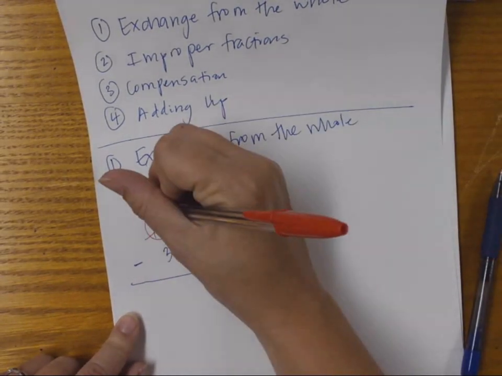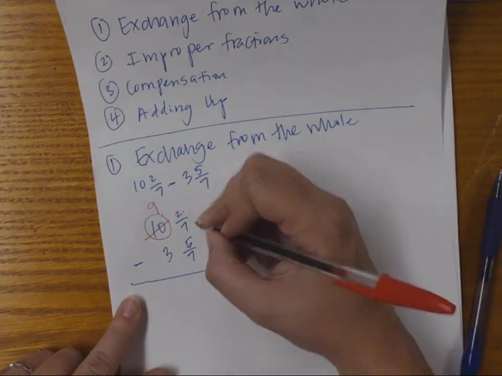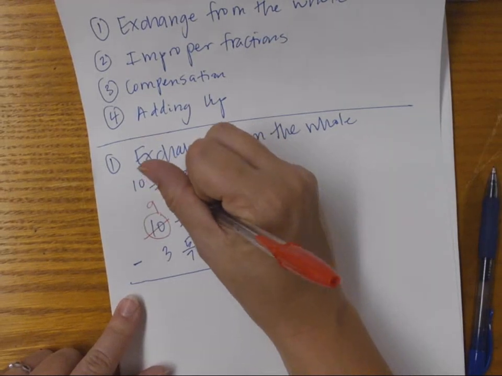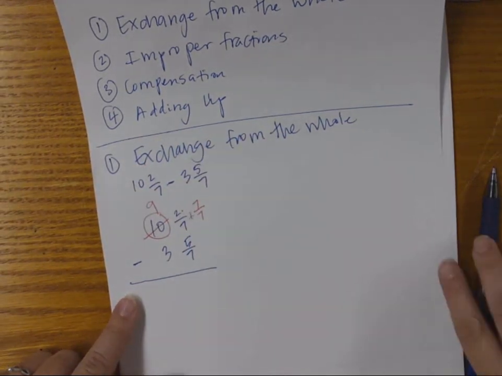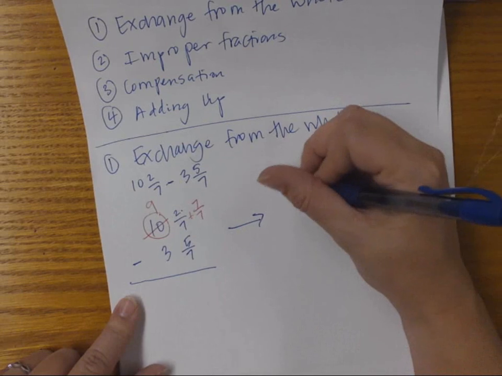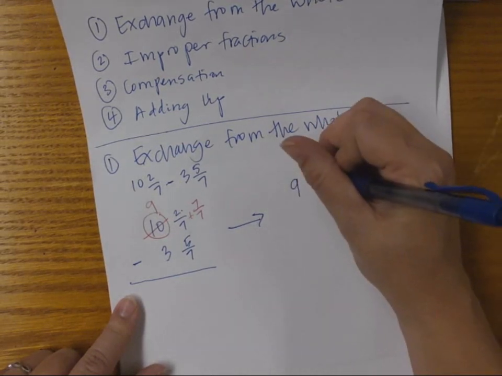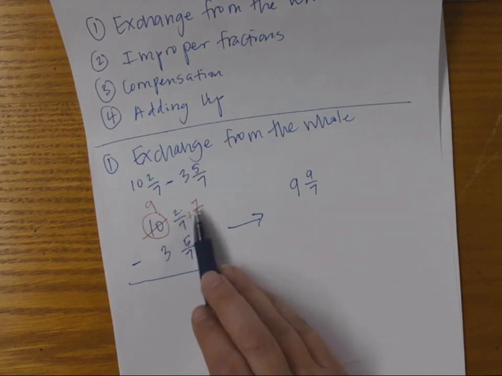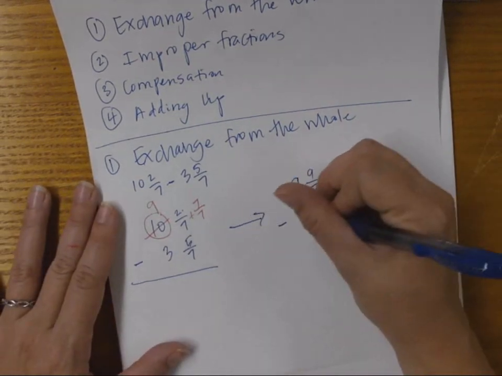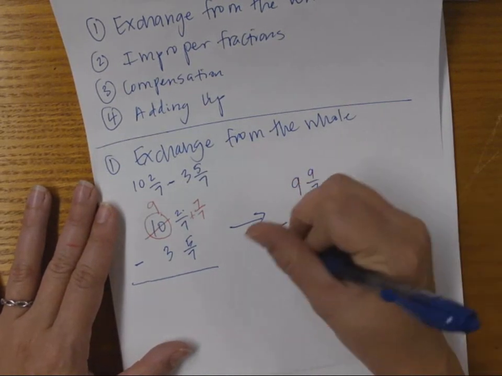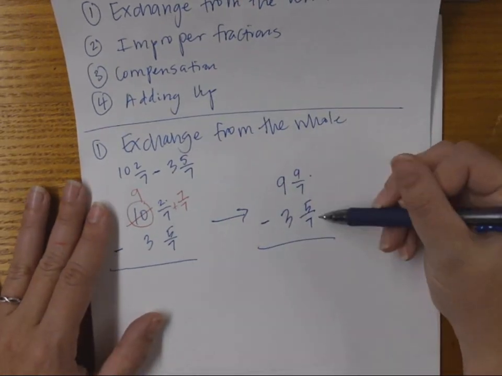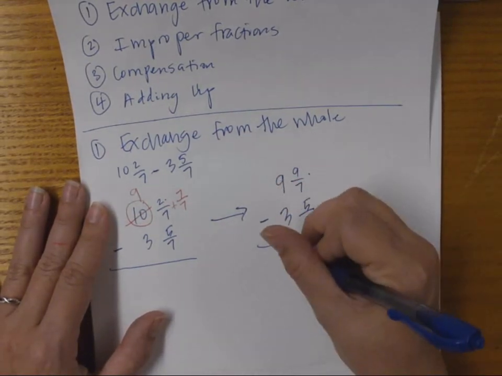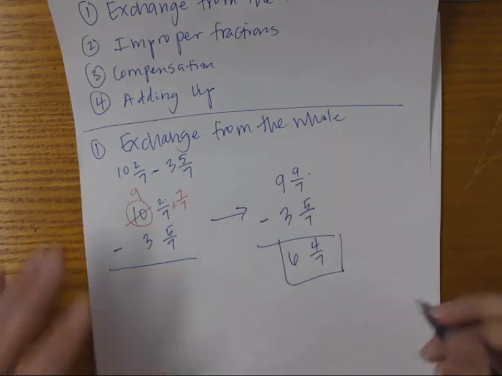So I'm going to change my 10 to a 9. And how many pieces does that add over here? Well, 7 pieces make a whole, so it adds 7/7. So my new problem is 9 and 9/7, because I added 7 more 7s to it. I already had 2 7s. 2 plus 7 is 9/7. I'm still subtracting 3 and 5/7. And 9/7 minus 5/7 is 4/7. 9 minus 3 is 6. So 6 and 4/7 is the answer.